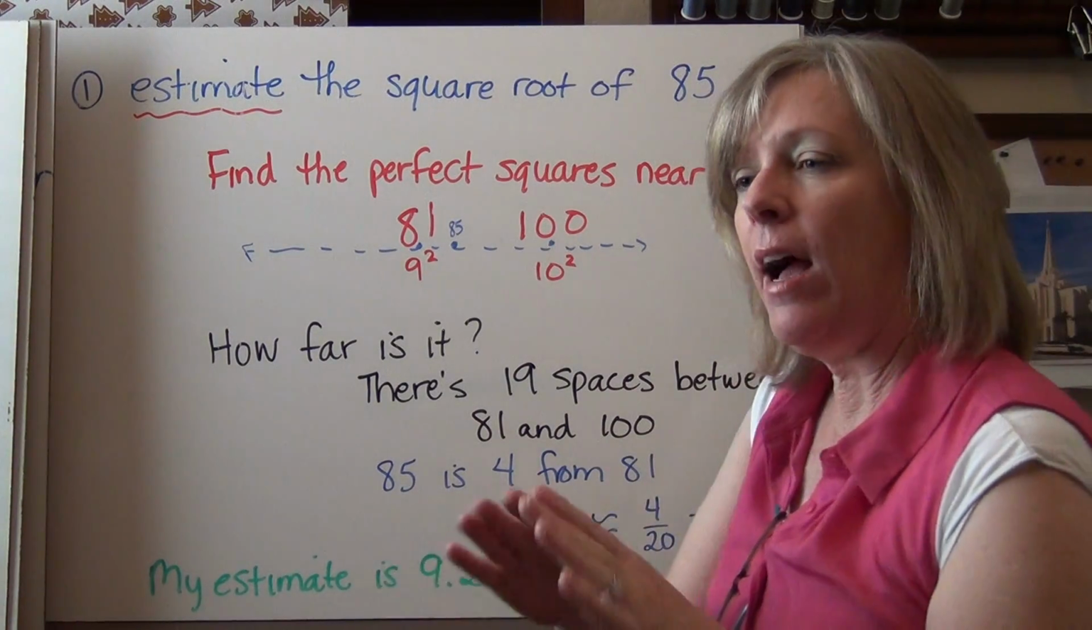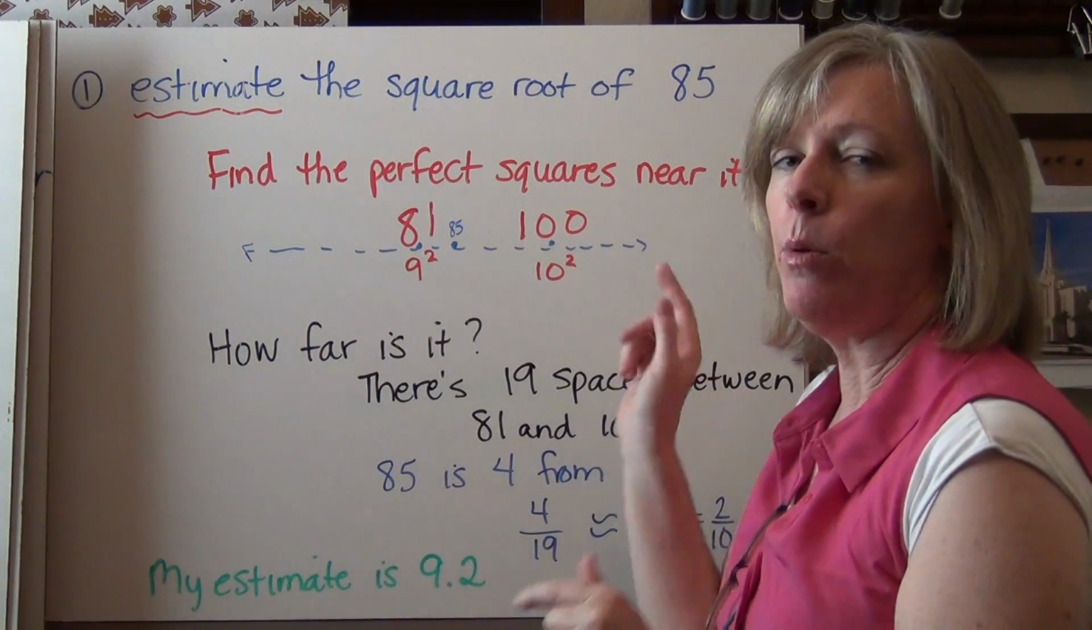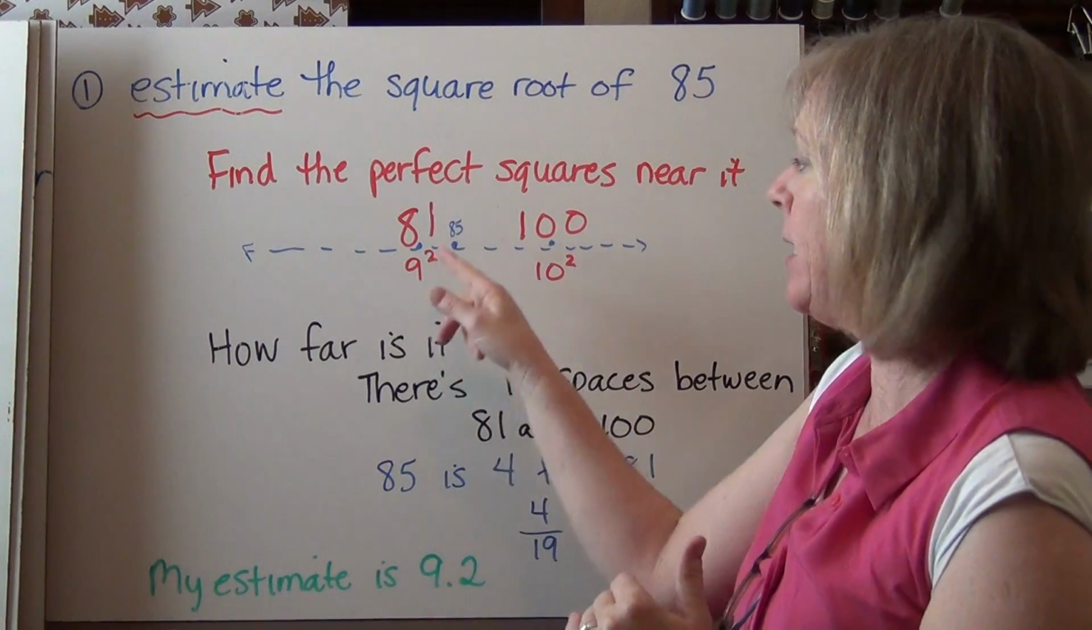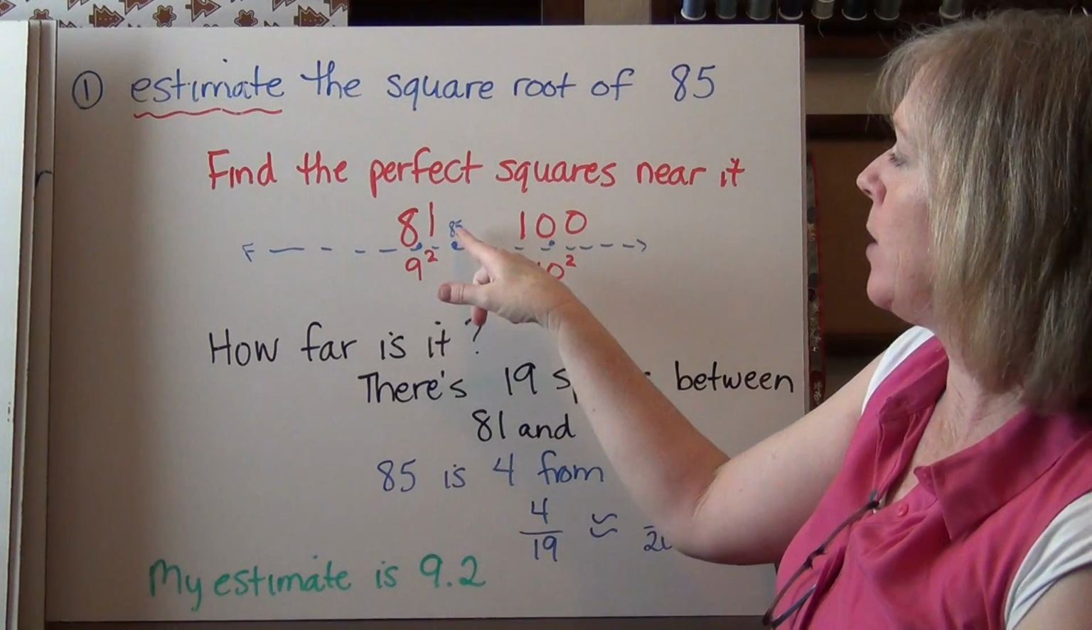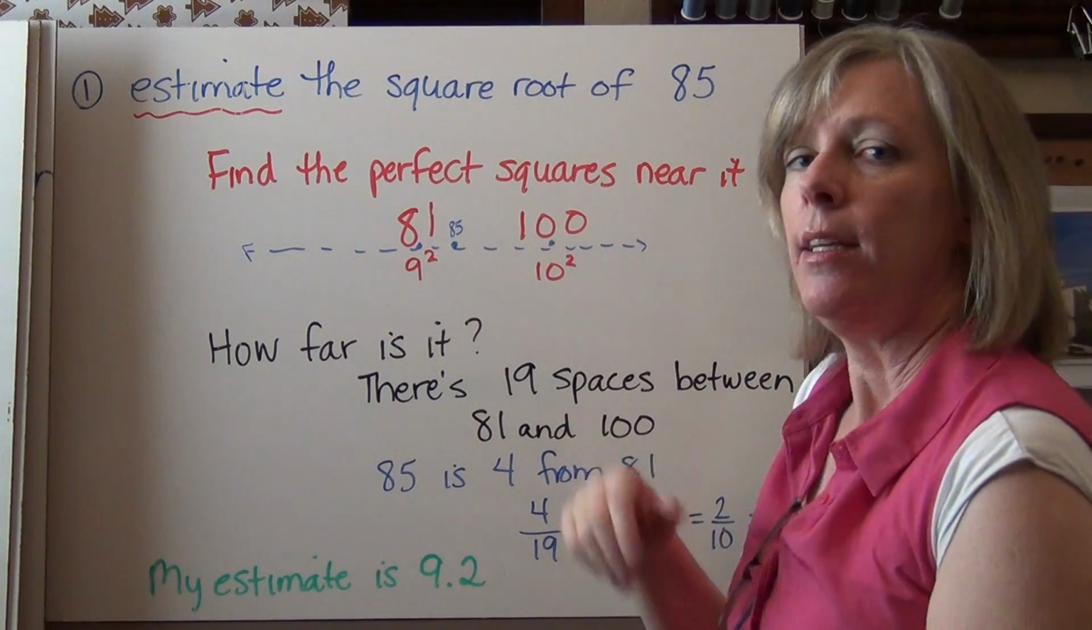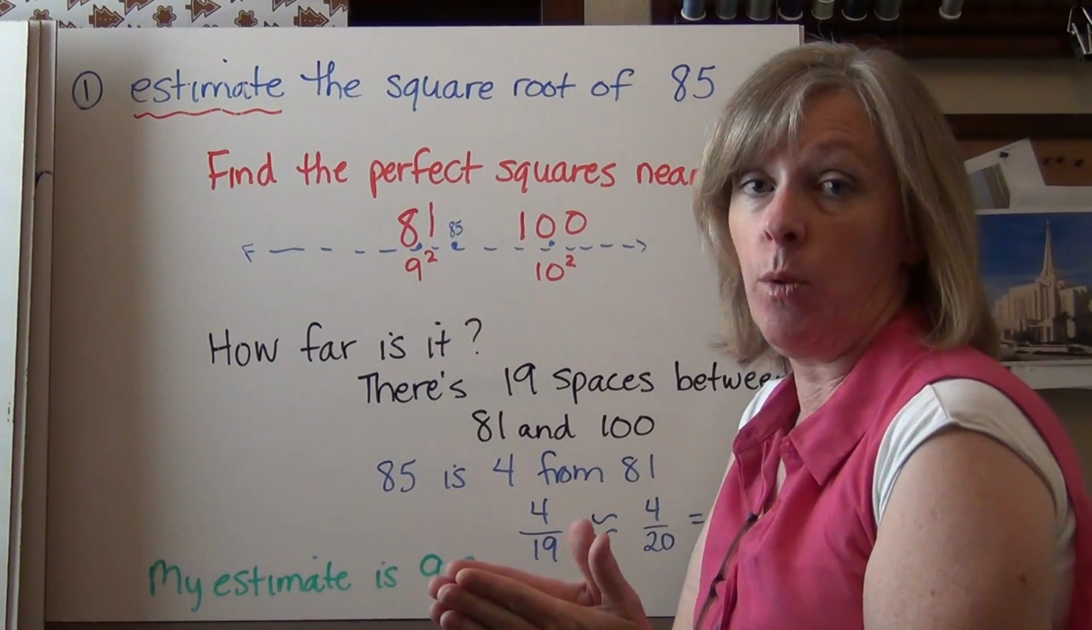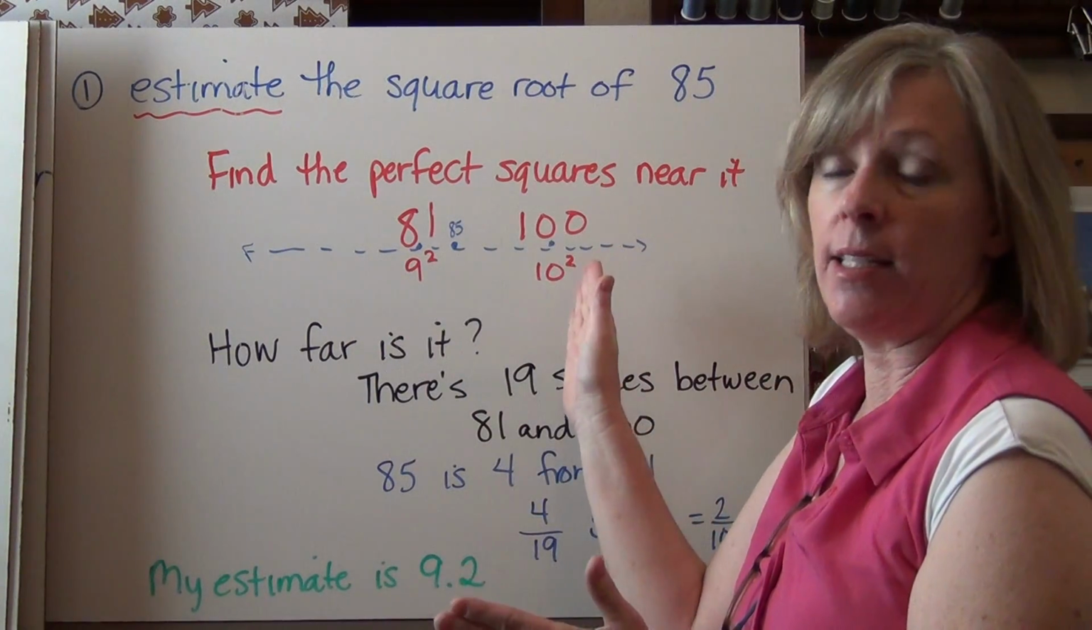But where is it? How far is it? I sort of picture a number line here. How far along the number line is 85 compared to 81 and 100? To help me visualize it, I put a spot here where 85 would be. So we can see it's much closer to the 81 side than it is to the 100 side, isn't it?